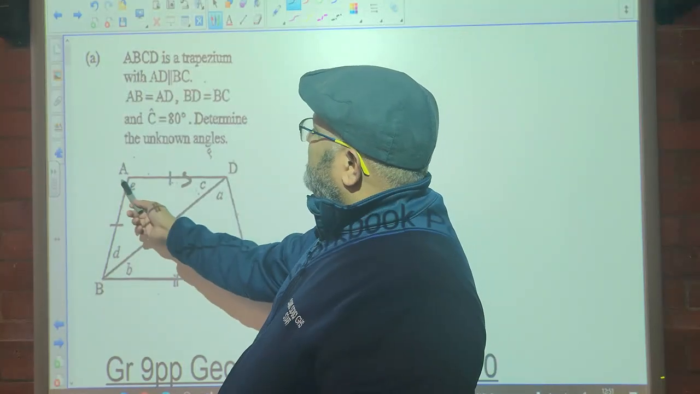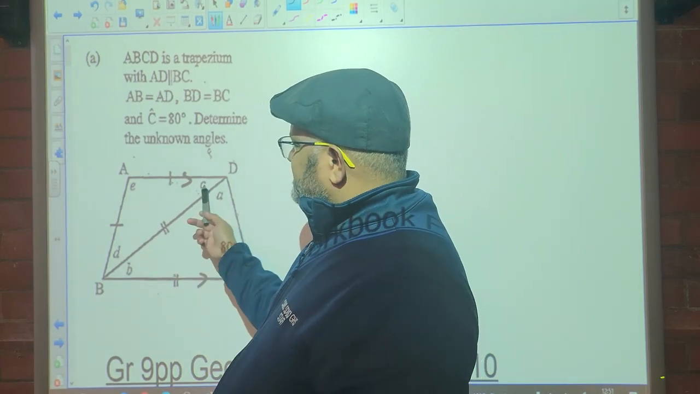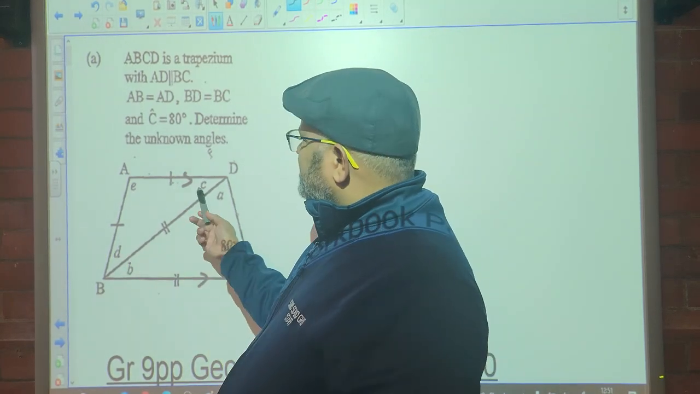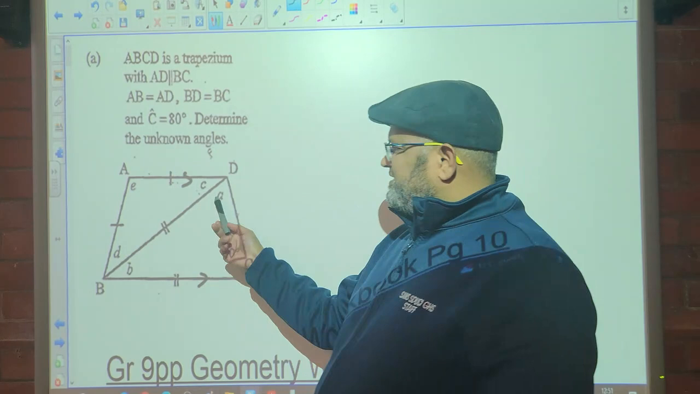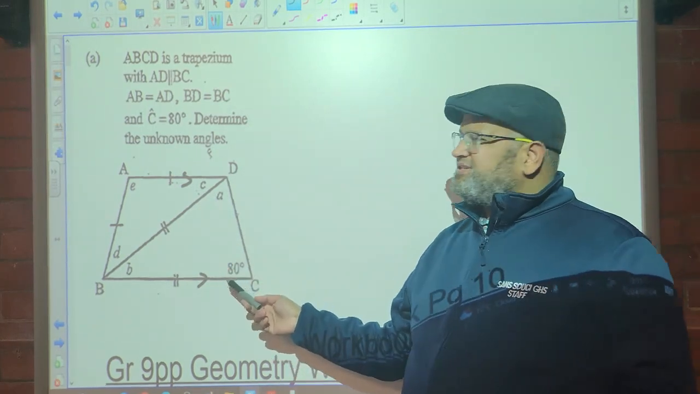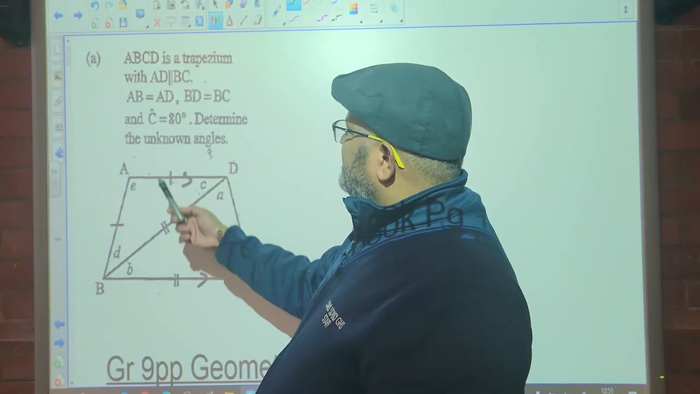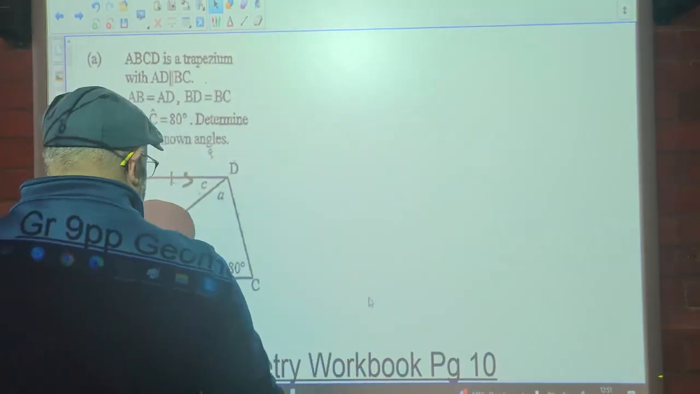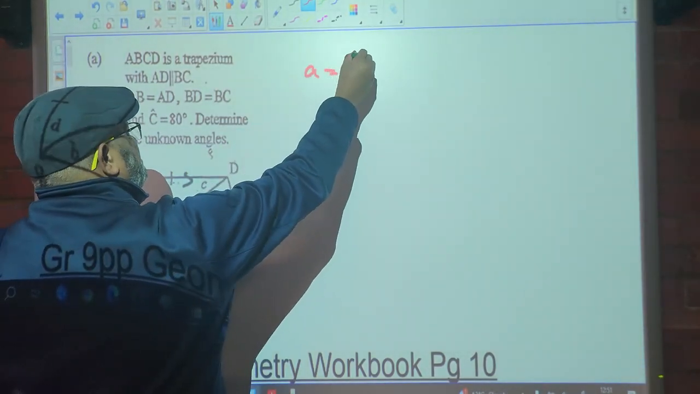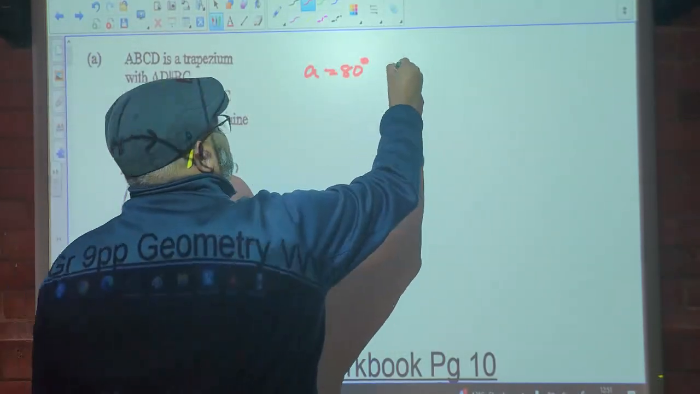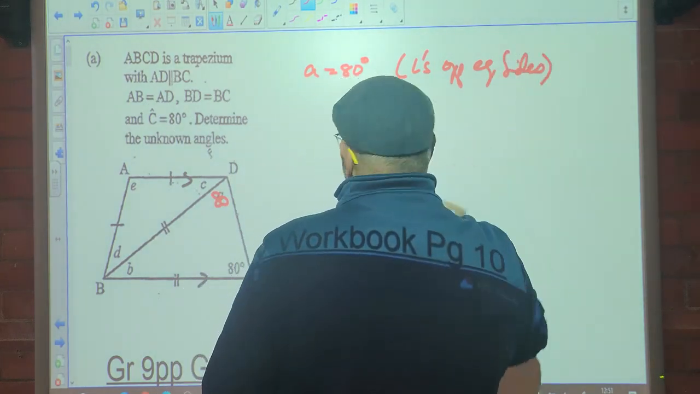Then we are told that AB is equal to AD, which means to say that D and C is the same angle, angles opposite equal sides. Then we are also told that BD is equal to BC, which makes AD, angles opposite equal sides. Then angle C is 80, determine the unknown angles. So let's go. So already I said that A is equal to 80. Why? Angles opposite equal sides. Okay.